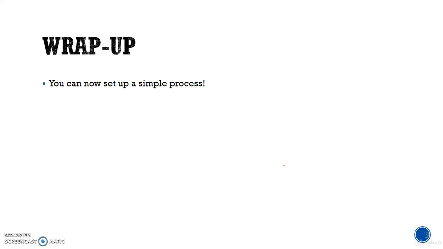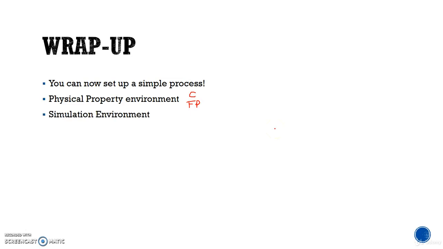Now, finally, you can say that at least you can set up a simple process right now. The physical property environment, you know what's required. You need only the compositions and the fluid package in order to be able to continue with the simulation environment. The simulation environment you know already, which is where the flow sheet is present, where you can add unit operations, you can add streams, you have all the data here and the results.